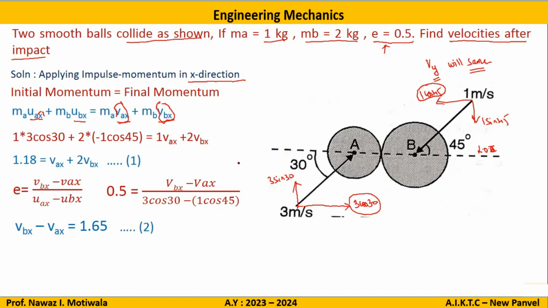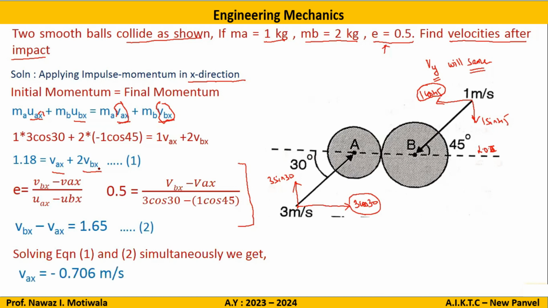Now, from equation 1 and 2, there are two unknowns which are VAX and VBX. So solving these two equations simultaneously, I will get the answer for VAX as minus 0.706 and VBX as 0.94 meter per second. So by this, what we have done, we have just found out the final velocities after impact in x direction only, but this was not required.